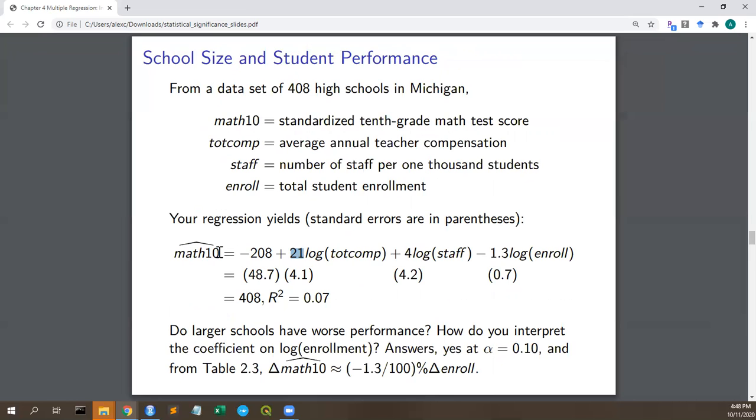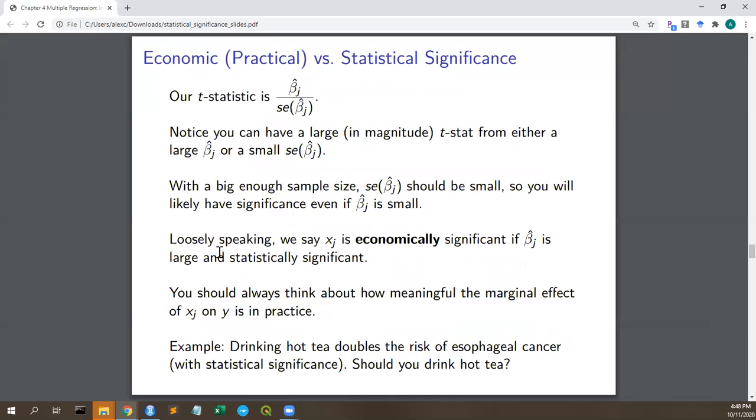And you want to think, okay, what does it mean? How much money is a 1% increase in total compensation? And how much is a 1% increase, or a 1 unit increase, in the math 10 score? We have to think about trade-offs. This is the impact, the causal impact, hopefully causal. How do we economically interpret this? Statistically, it's significant, everything's good, but economically, is it important? That's what this slide is trying to get at.